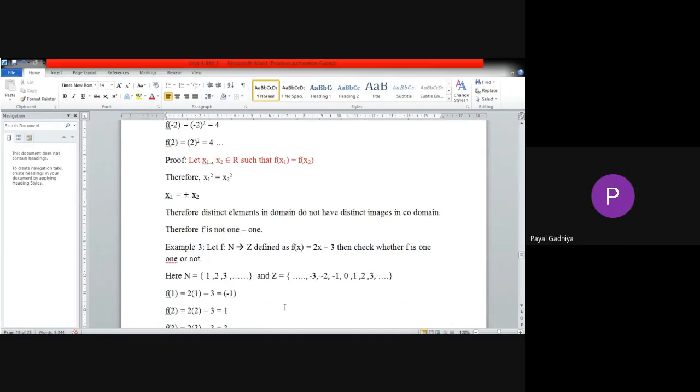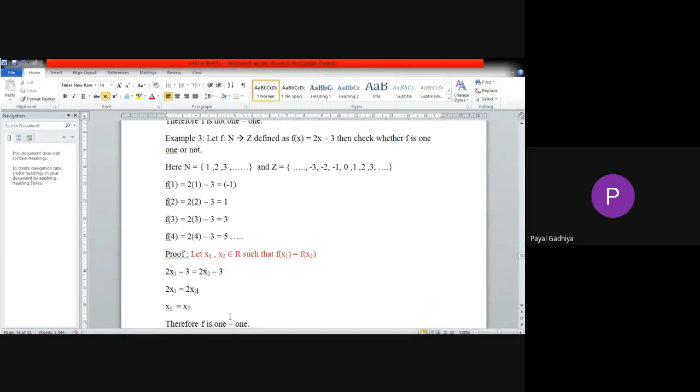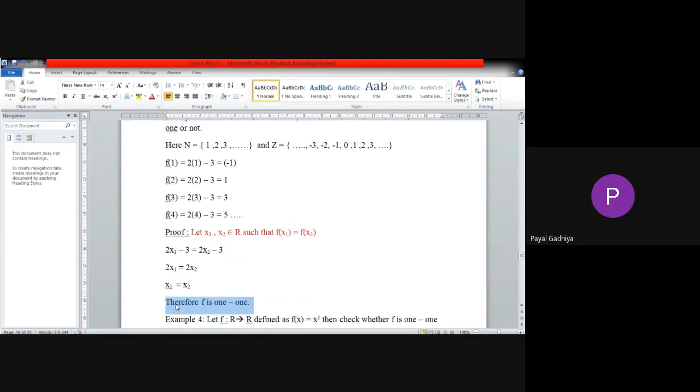You have to take f(x1) equals f(x2). Therefore, 2x1 minus 3 equals 2x2 minus 3. Now you will cancel out minus 3 from both sides. So you will get 2x1 equals 2x2. And in the next step, you will have x1 equals x2. Therefore, f is one-one. Fine. Is it okay with you?